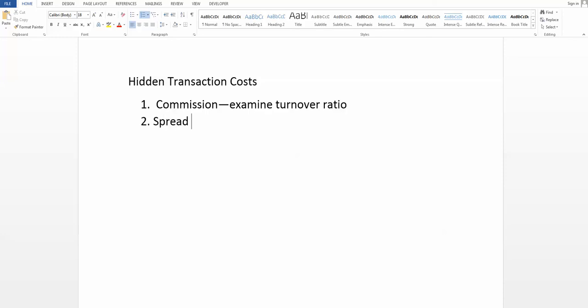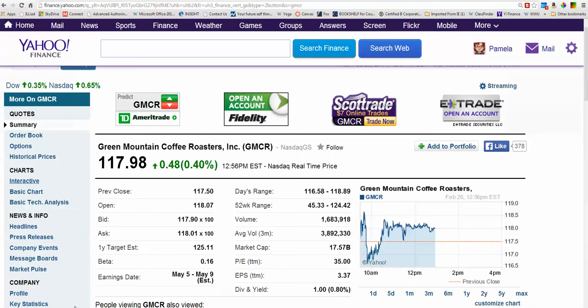The second hidden transaction cost is called spread costs. Basically, anytime a stock is traded, and in this particular case I'm looking at Green Mountain Coffee Roasters, they make those Keurig cups and machines that are apparently really popular. But if I look right here at the bid and ask prices, you'll notice that they're not the same.